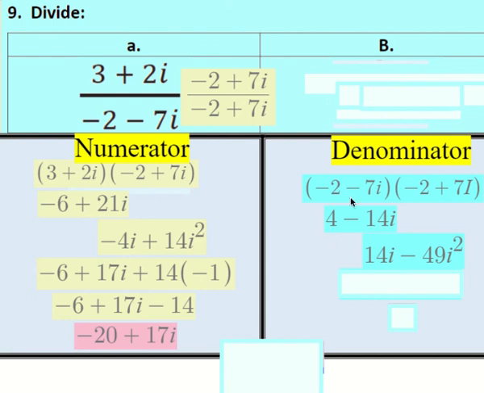Now, when we combine like terms, we bring down the 4. But notice what's happening in the middle. And this is the whole point of using conjugates. When you have a negative 14 and a positive 14, those cancel. So when we multiply by a conjugate, we're getting rid of that middle term. And so we've really got 4 minus 49 times negative 1. When we multiply negative times a negative, we get a positive. So that's really 4 plus 49. And that's why our denominator is 53.